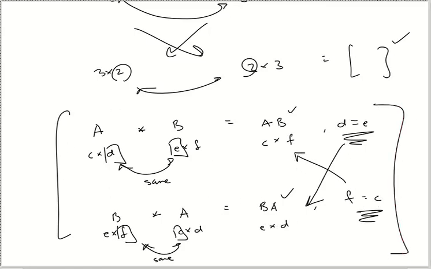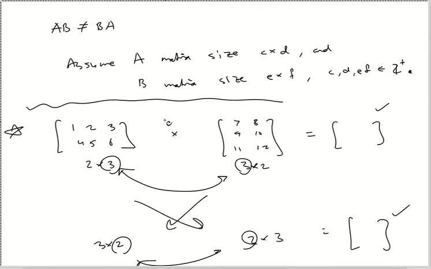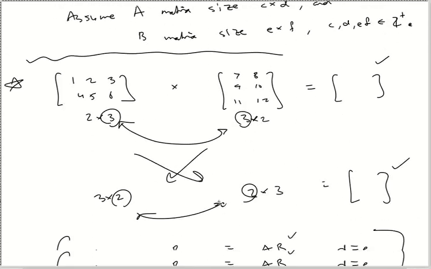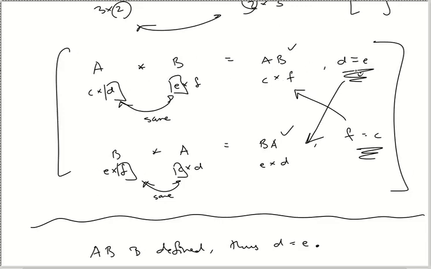This is my goal. Let's write it out now in proofy land, okay? So going back at the top, assume I got this one and assume I got this one, whatever sizes. Okay, cool. So how do I make this work in words, I guess you could say? AB is defined, thus D equals E. Notice how quickly I state that. We just talked about it right here, right? And I just said, hey, look, there's my statement right there.